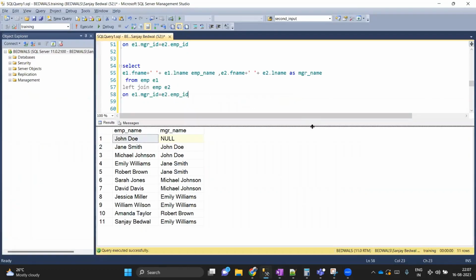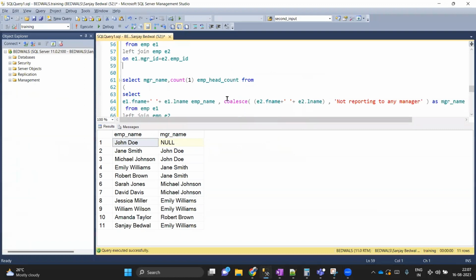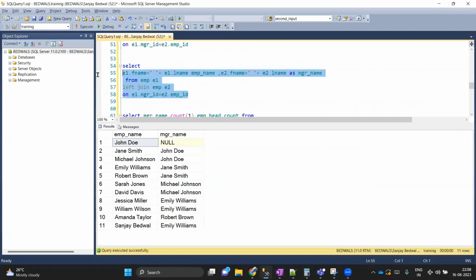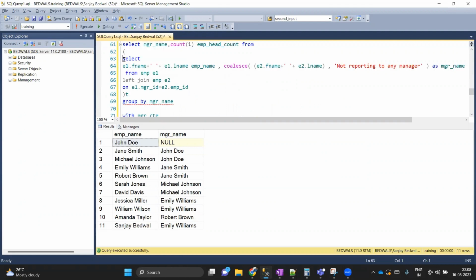All right, so now we are going to calculate the employee head count under each and every manager. In this case, we will take that upper query which we have run over here, and we will make it a subquery. On top of it, we're going to have an outer query where we do a group by with the manager name, and then we will also calculate how many rows we have in that group. For example, a group of John Doe has 2 records, a group of Emily Williams has 3 records. So this is what we are going to print.